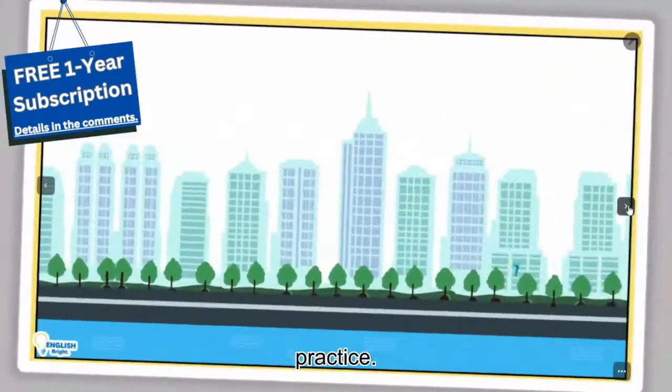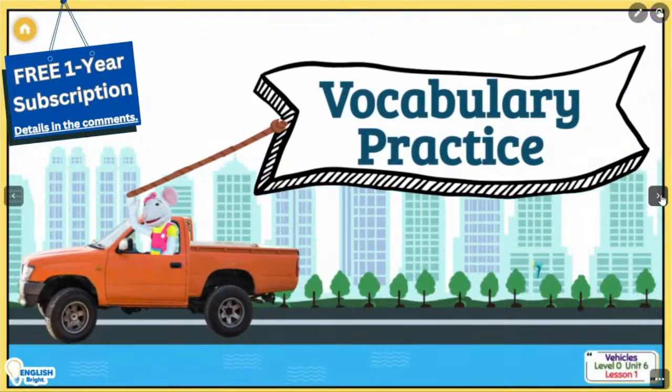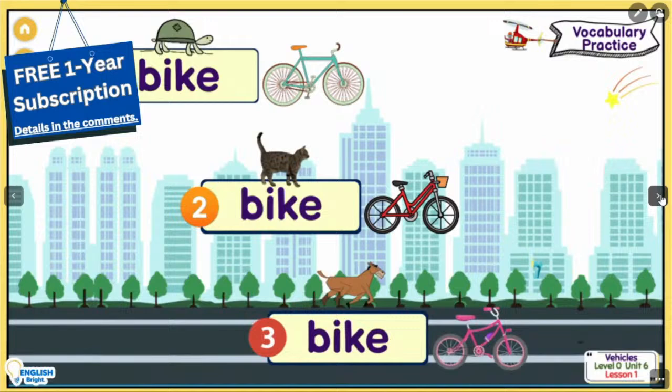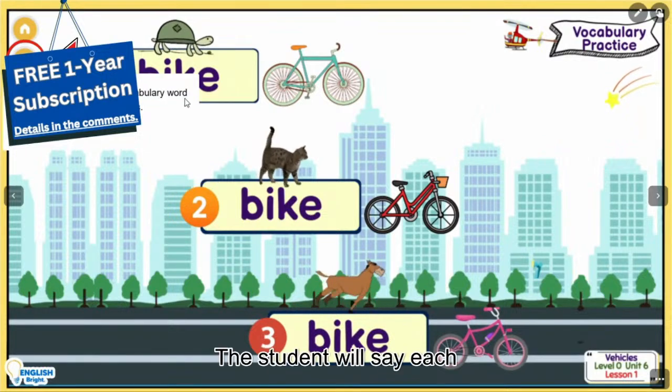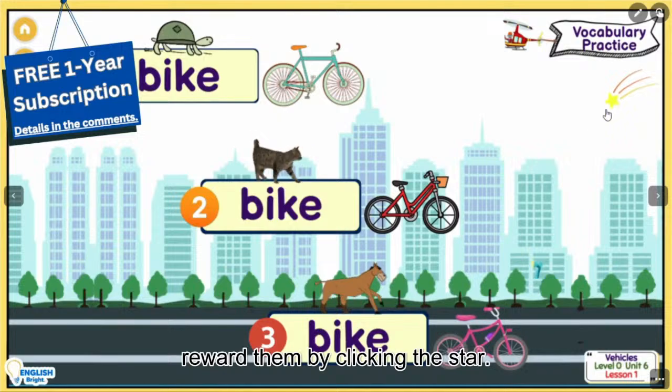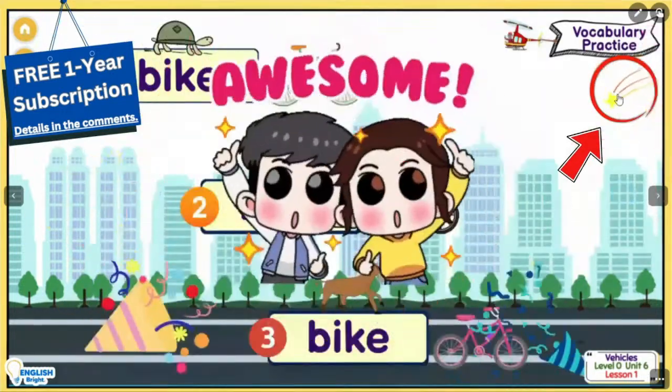Next is vocabulary practice. Check the tooltip for instructions. The student will say each vocabulary word at different speeds. When done, reward them by clicking the star.